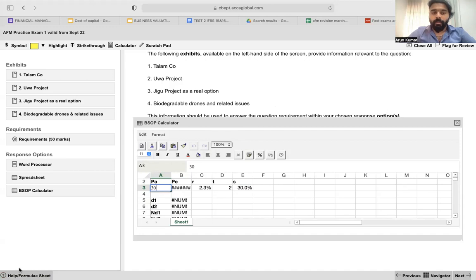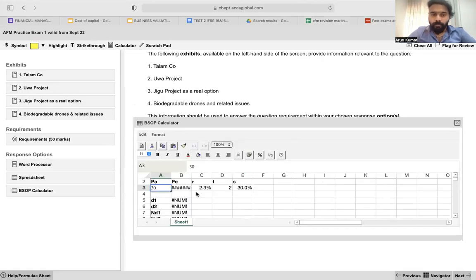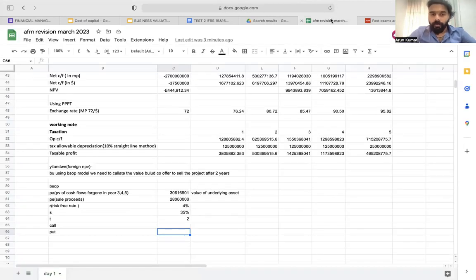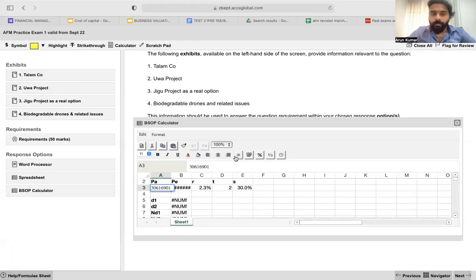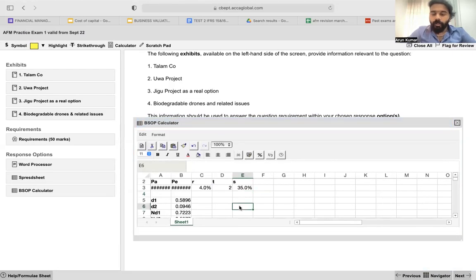PA was 30, and what we got was 36,168,901. And how much was R? It was 4%. Time to expiry 2, then volatility 35%. When you apply this, automatically you will get the values down here. The value of the put option and call option, you can get it here.